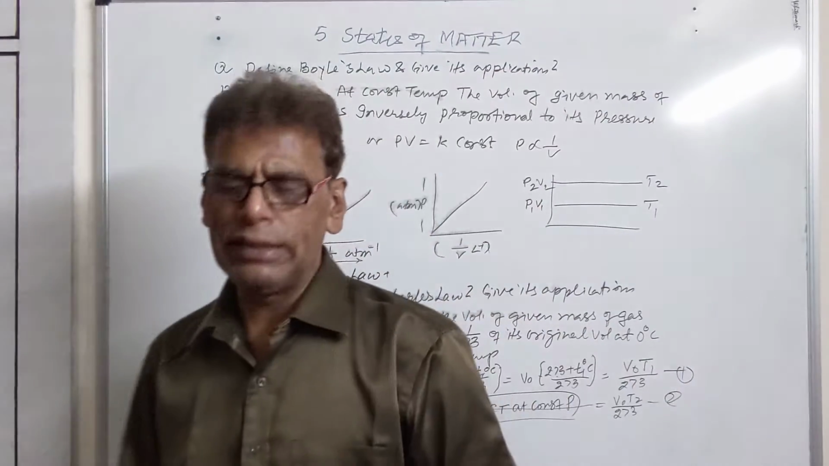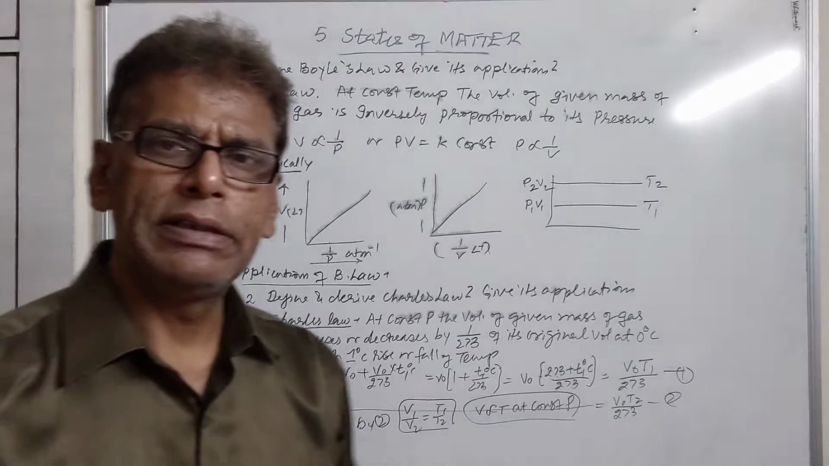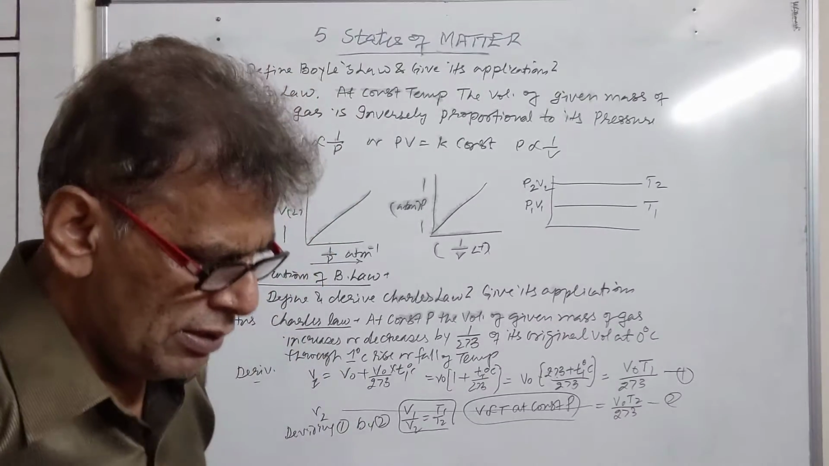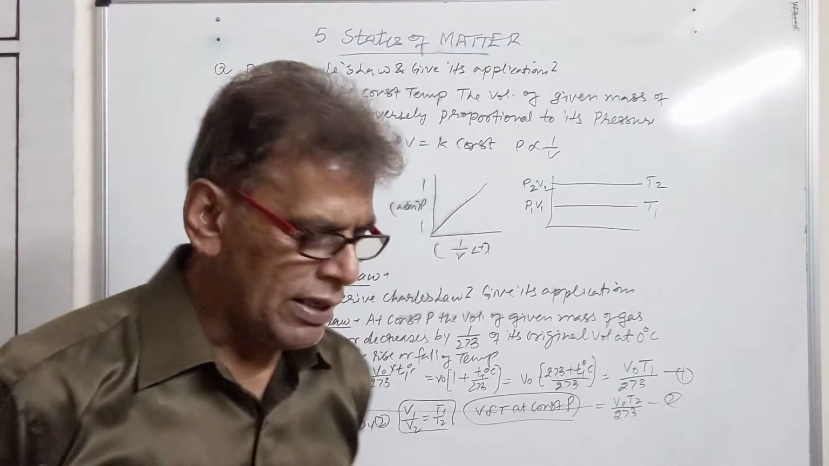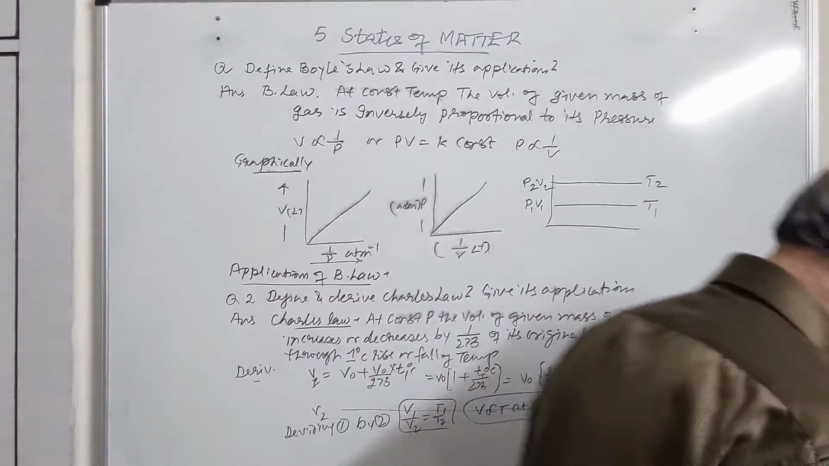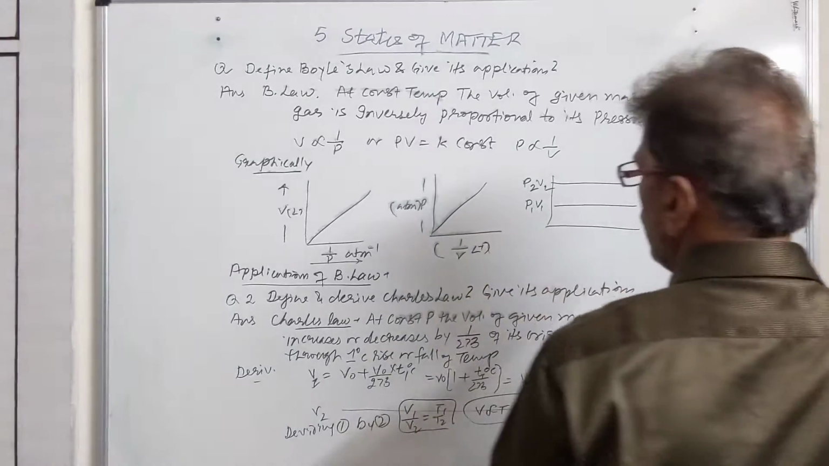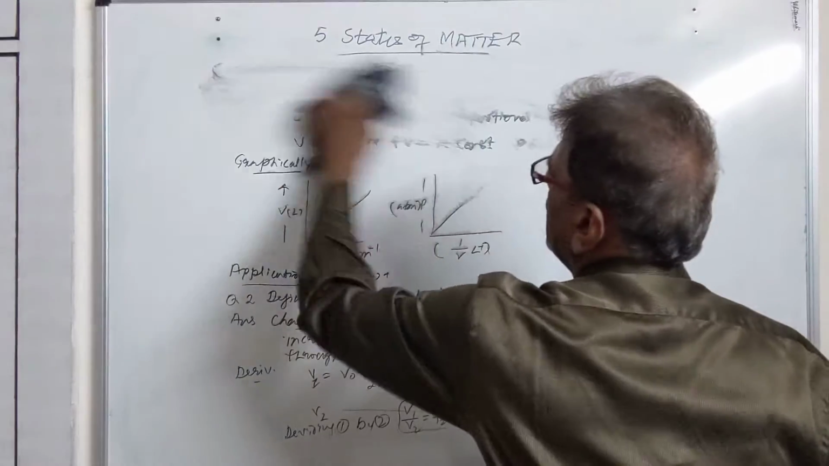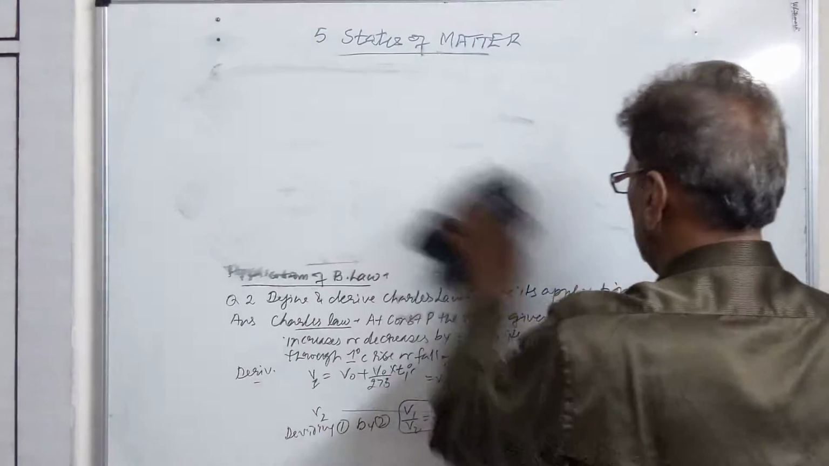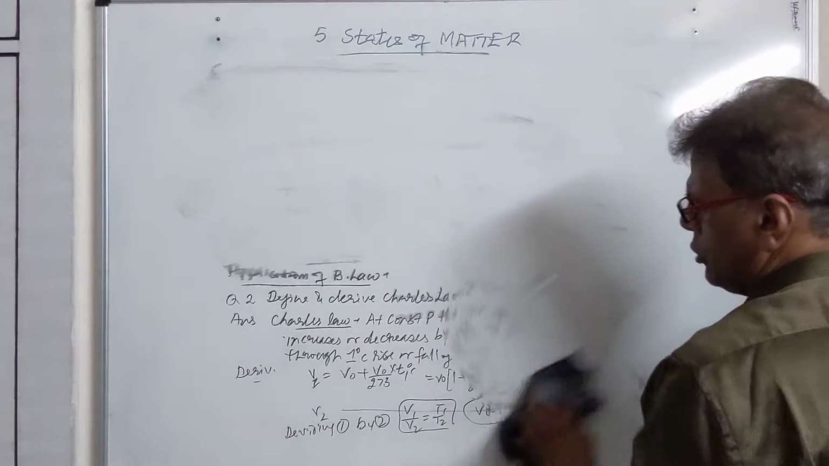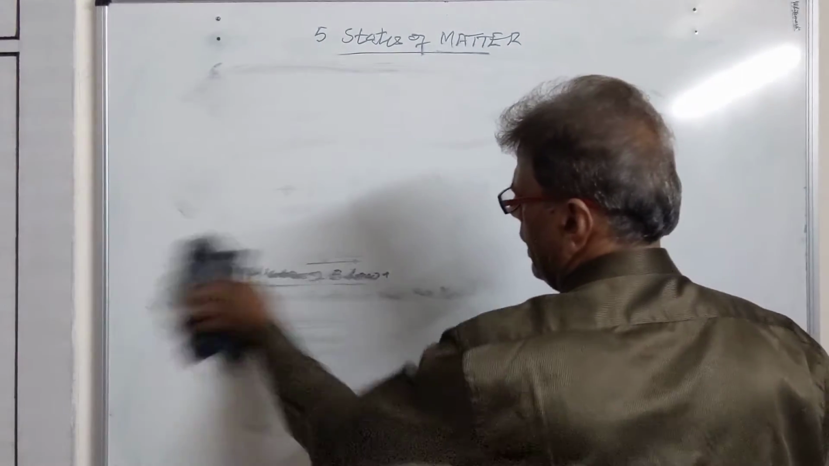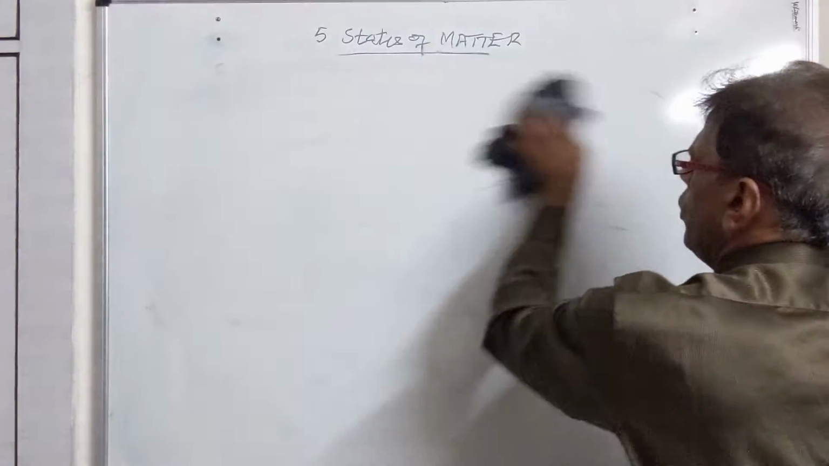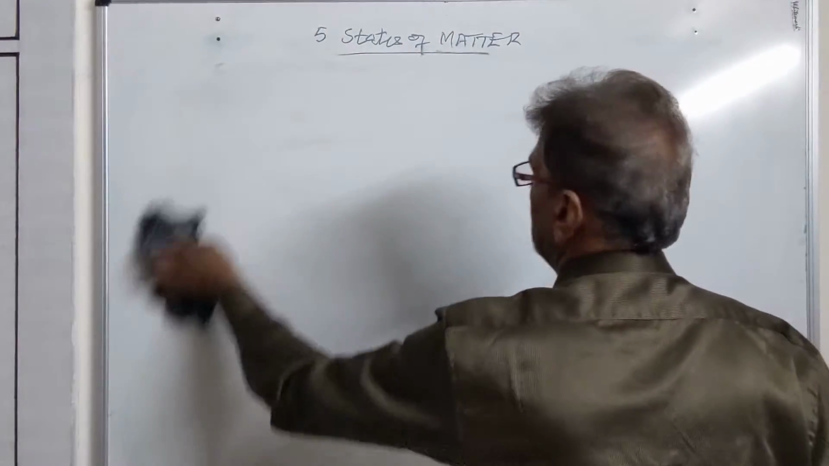Now what are the applications of Charles' law? This is our Charles' law, we have proved it. Now what are its applications? This law helps us to derive the concept of absolute zero. Now what is absolute zero? Absolute zero is the temperature at which the volume of the gas appears to be zero. So that will happen only at minus 273 degrees centigrade.